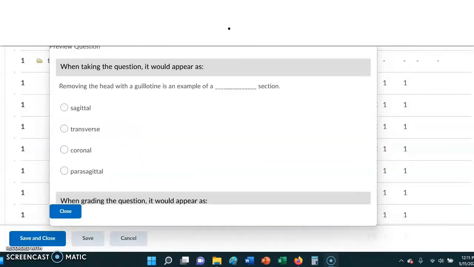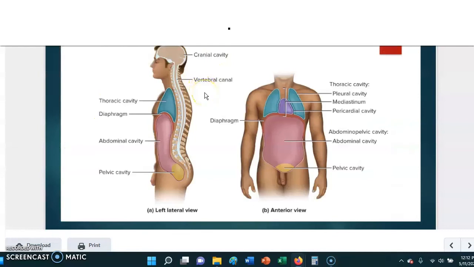Okay, next question. Removing the head with a guillotine is an example of a section. I will wait 5 seconds. Hopefully you got your answer. And obviously, if we cut the head, it will go all the way from one side to the other. So that should be obviously transverse, right? It will give you the top and the bottom. If we look at the figure right here, we can see that the guillotine will go like this, over here like that. And that would be a transverse plane.